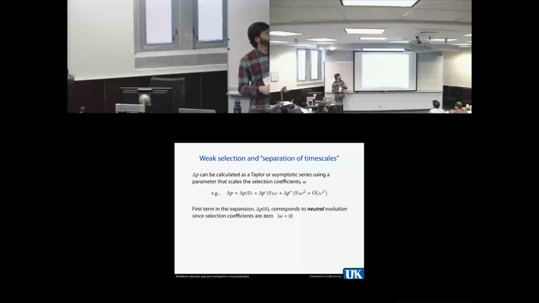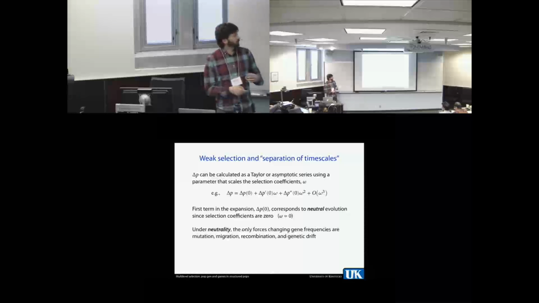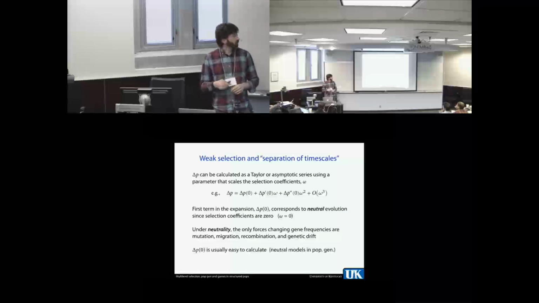Each term is a perturbation on that neutral effect. So this is the first order effect of selection on the change, the second order effect of selection on change, and so on. In this first term, when there's no selection, the only forces changing allele frequencies or genotype frequencies are things like mutation, migration, recombination, genetic drift. The nice thing about this kind of approximation is that this term is usually relatively easy to calculate. The change in the variance is also relatively easy to calculate compared to the full model because there's no selection happening in it.